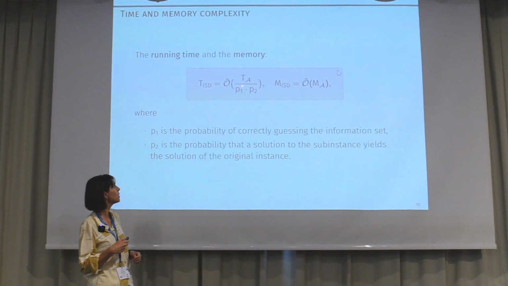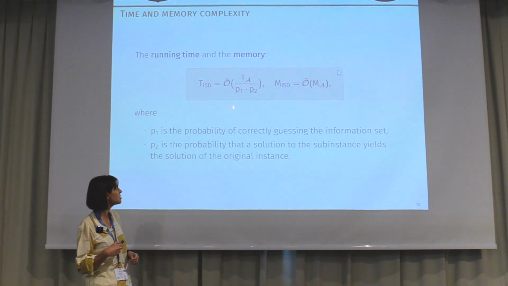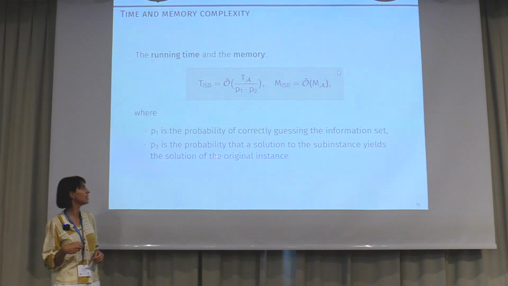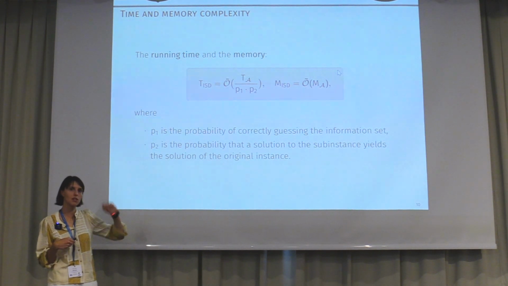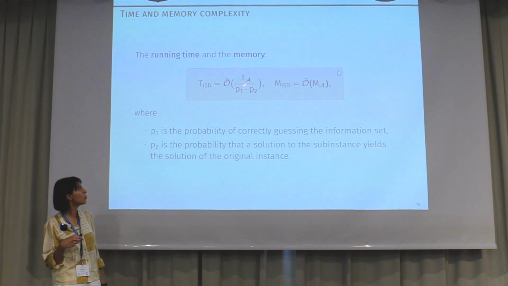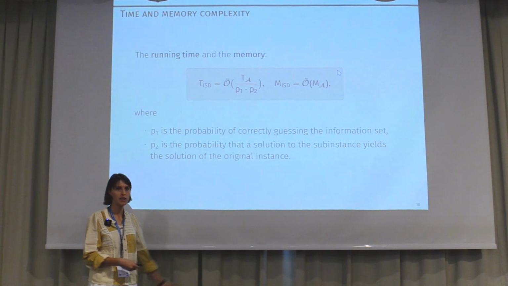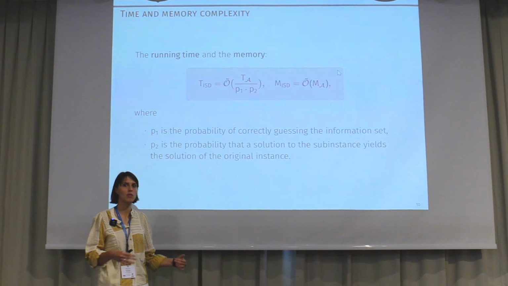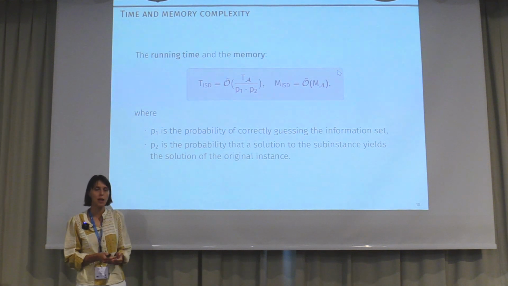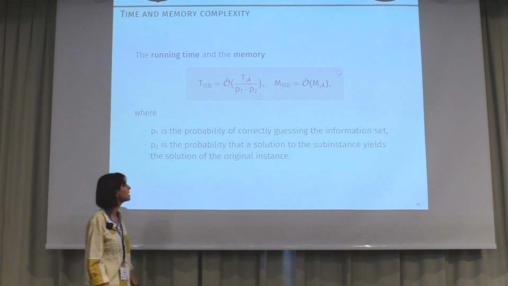So the running time will depend only on the running time of this subroutine, as well as on the probability, first, that we guessed the information set correctly. And then again, the probability that the solution to the sub-instance actually gives you a solution to the original problem. So 1 over P1 times P2 corresponds to the number of iterations that will guarantee us that we will find a solution with overwhelmingly high probability. Of course, in practice, it might sometimes require more iterations, but at least we know that we don't need to run our algorithm forever. That's a very important part.